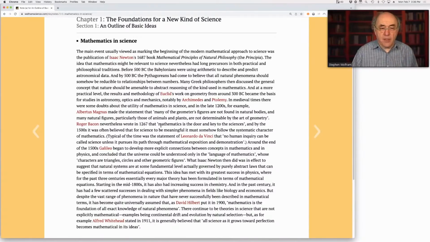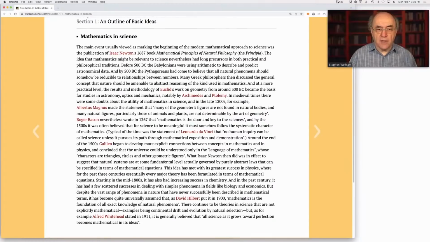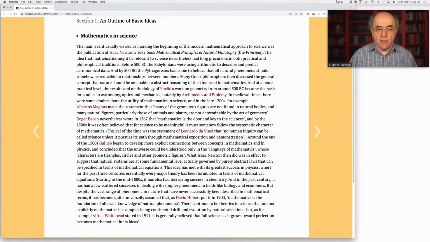Galileo actually was famous around the end of the 1500s for saying that the universe could only be understood in the language of mathematics, whose characters, he said, are triangles, circles, and other geometric figures. That's the language of math. The language of nature is the language of mathematics. What Newton did was to say that, well, actually, you can write down abstract laws that allow you to deduce things about nature purely on the basis of mathematical constructs.